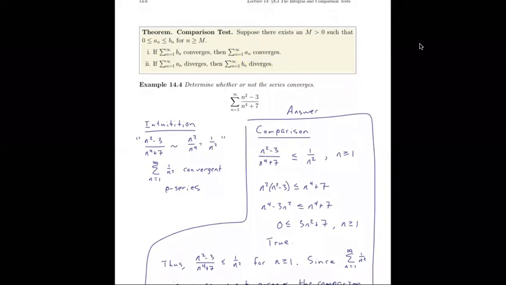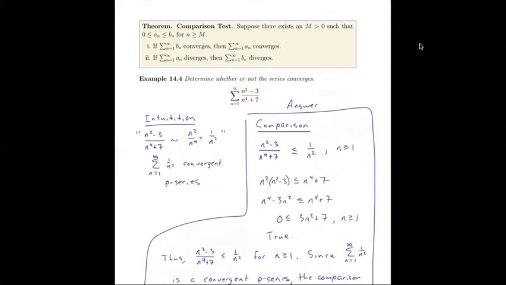Now, let's have a look at an example. There's sort of two main parts of this that I want to point out and be careful with. So we have a series n equals 1 to infinity, n squared minus 3 over n to the fourth plus 7. This is a pretty common type of problem. You'll see a lot of rational functions in the variable n for these series terms.